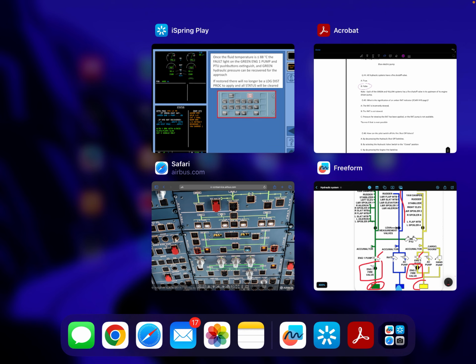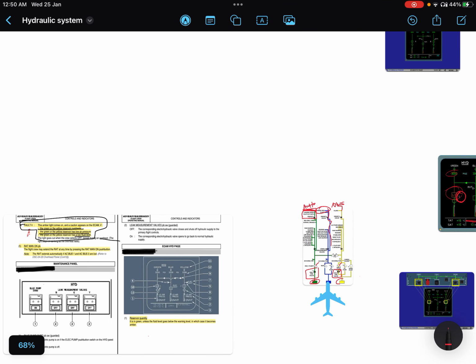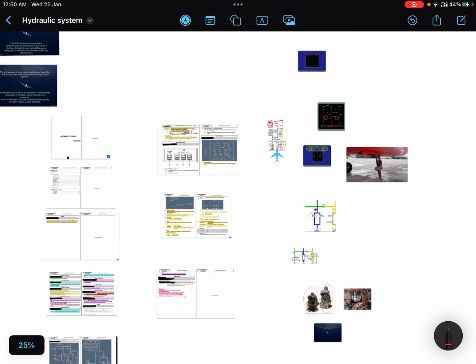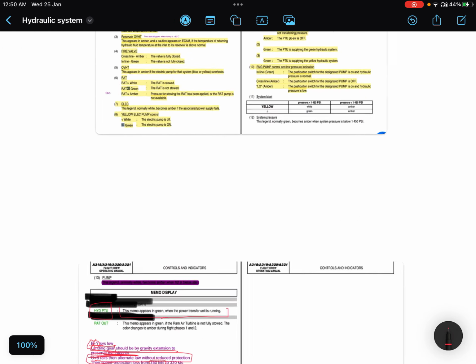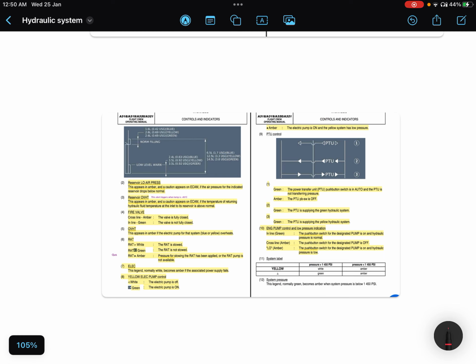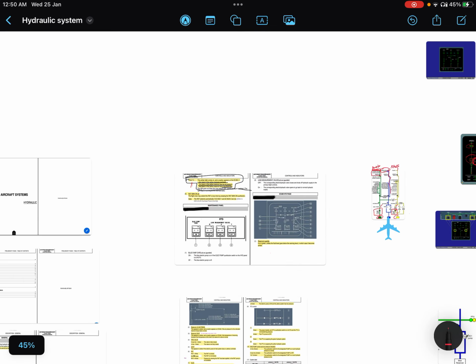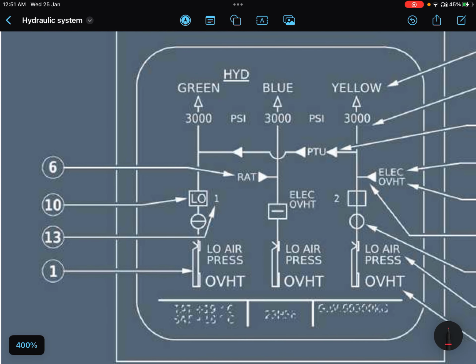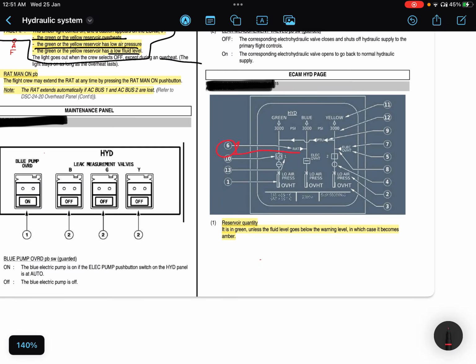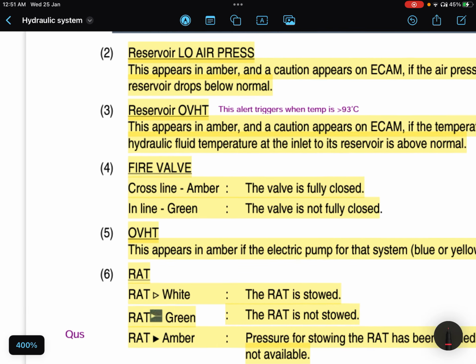What is the significance of an amber red indication? Oh, that is nice. It is from controls and indicators. What is the significance of amber red indication? I will show you. It means that the pressure for stowing the RAT has been applied and the RAT pump is not available. So I will show you where it is, in controls and indicators.